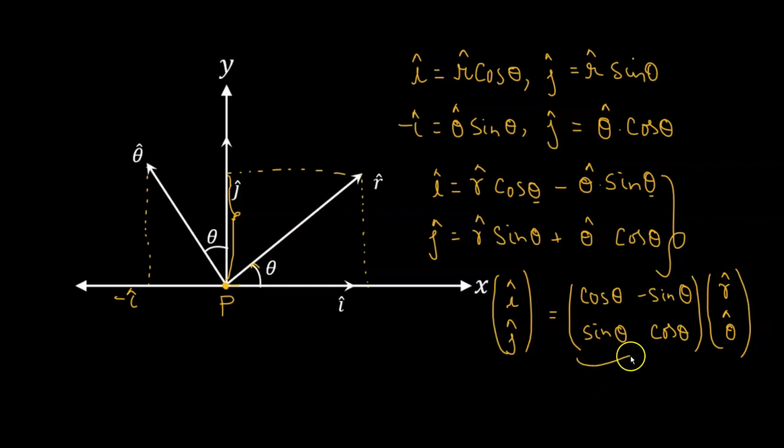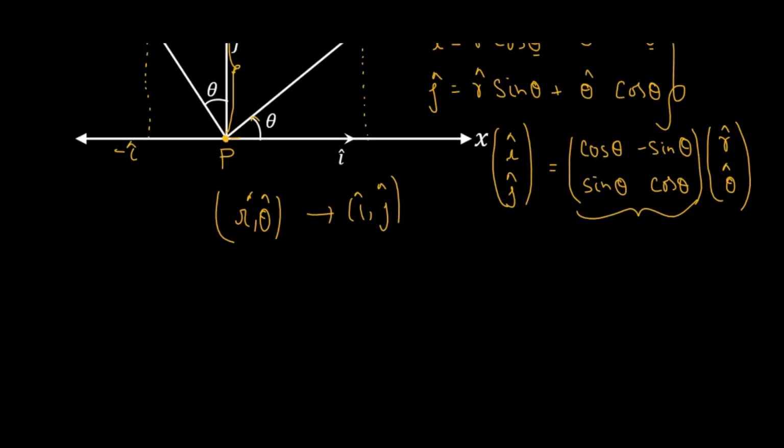So this is known as the transformation matrix. That means this particular 2 by 2 matrix, when multiplied to the column matrix that comprises r cap and theta cap, we get i cap j cap. This is how we transform. Using this transformation matrix, we can go from r cap theta cap to i cap j cap. Now we want to go the other way around.